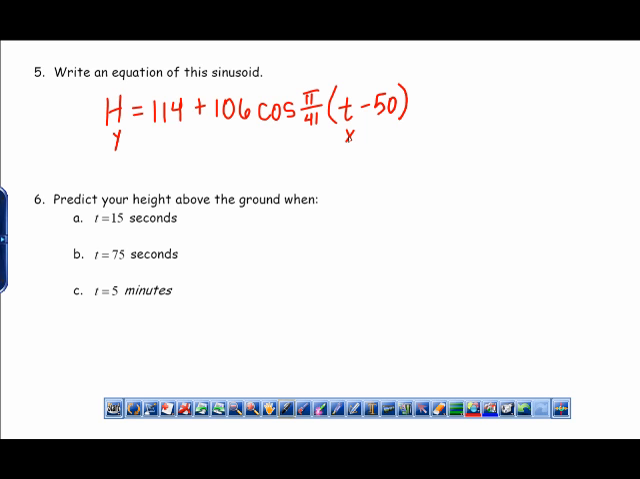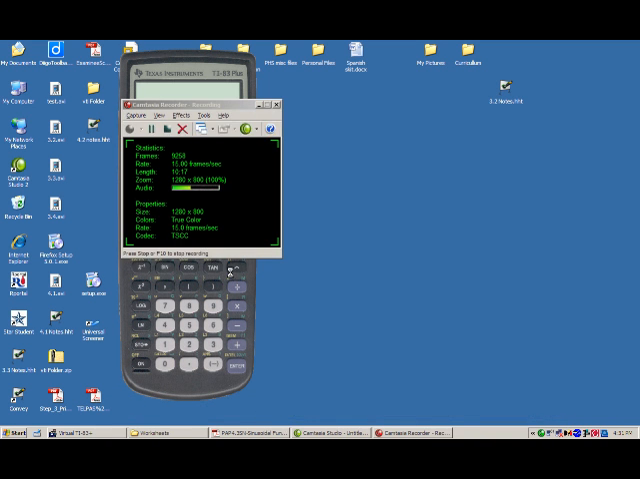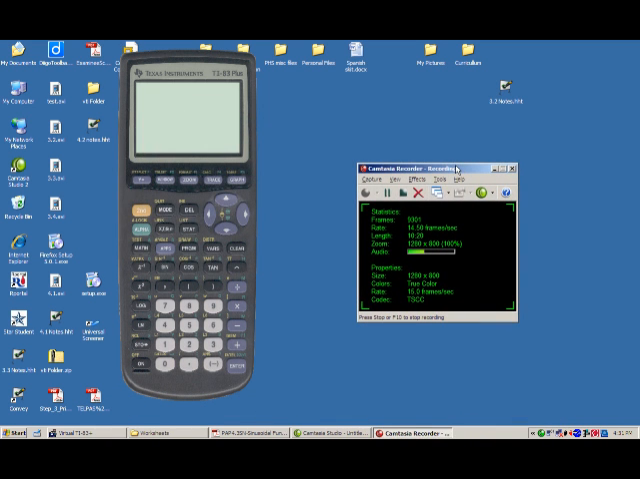Let's check this because we could have made a mistake. So I'm going to go to my calculator, and this is a different one than what I've used in the past. I'm going into y equals, clearing anything out that I have. 114 plus 106 cosine. And remember here, you've got to be careful about your parentheses. 41.